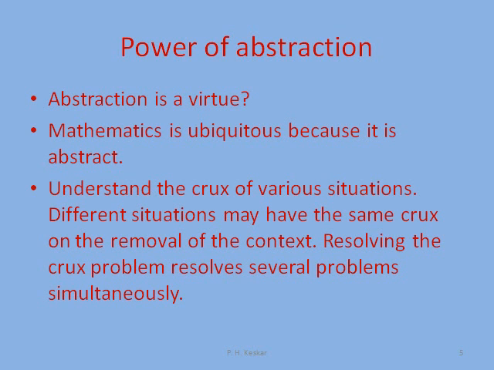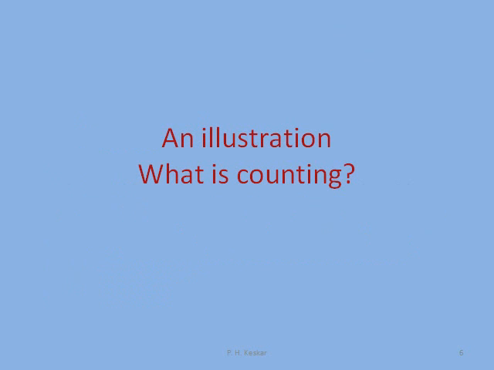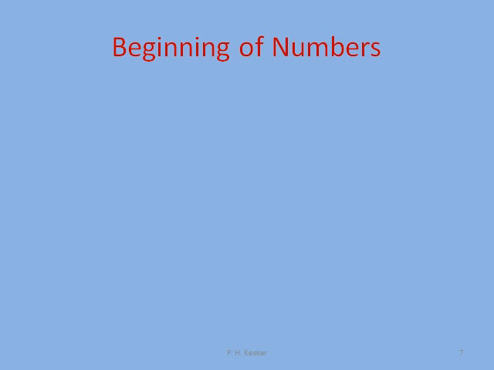Anyway, so removing the context you come to an abstract level where the actual context is no more relevant, and then you solve the problem. One illustration we'll give is in the method of counting, and that's our main goal to discuss today. So we go back to the beginning of numbers and illustrate this.